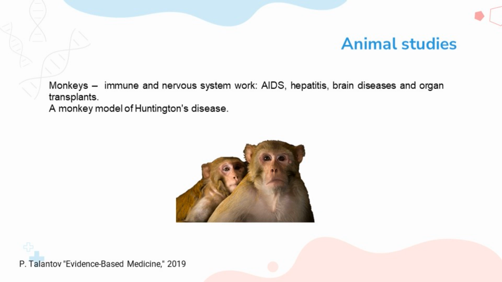Monkeys play a crucial role in research on the immune and nervous systems. They have been used to study AIDS, hepatitis, brain diseases, and organ transplants. Additionally, scientists have developed a monkey model of Huntington's disease, providing valuable insights into this neurodegenerative disorder. These examples are only a few when there are much more.